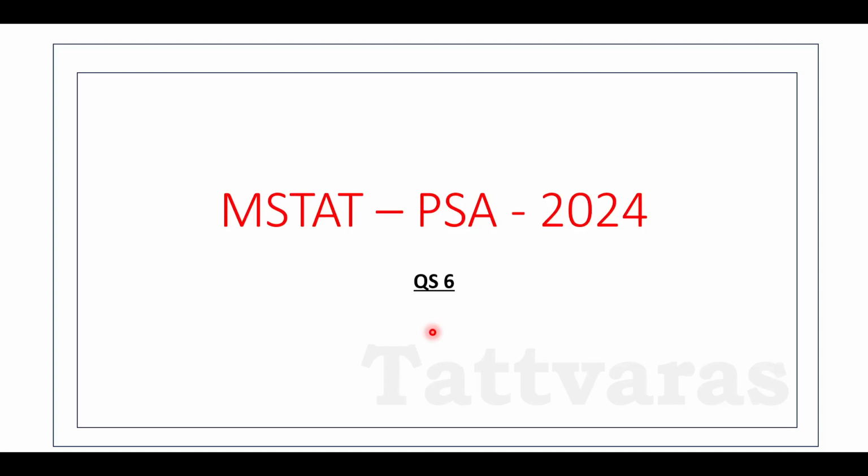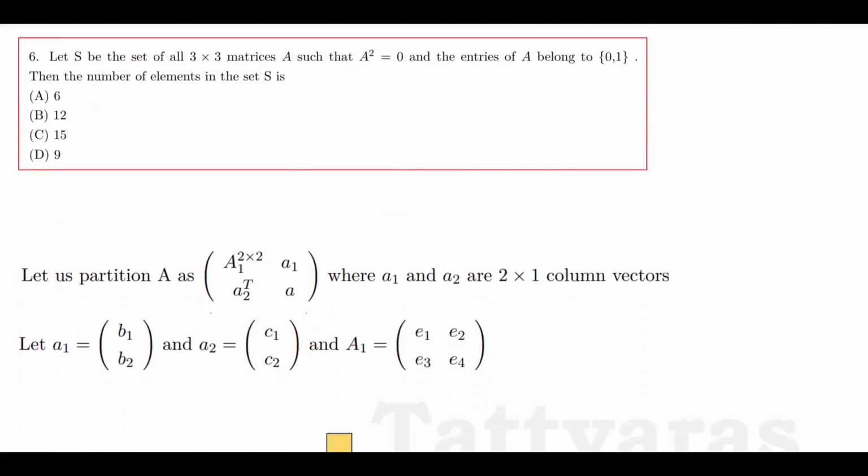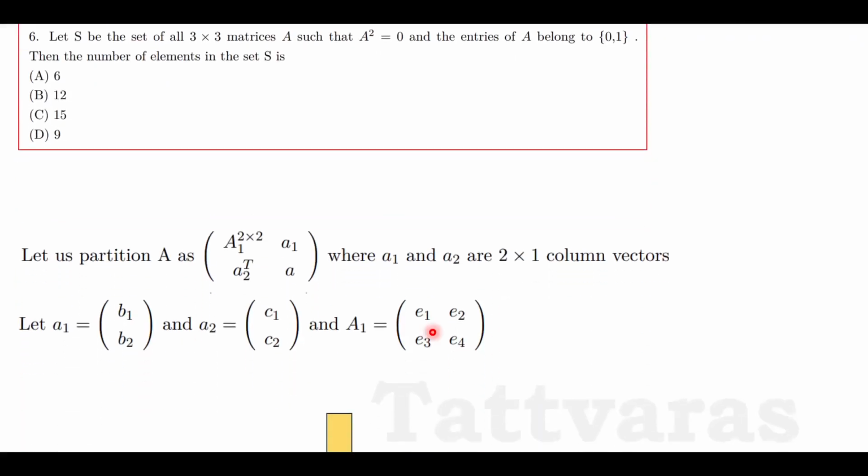So today we are going to discuss question number 6 from PSA 2024, where the question is quite simple. We need to find out the number of elements in the set S, where S is the set of all such 3 cross 3 matrices A, for which A square is 0 and all the elements in A will be either 0 or 1.